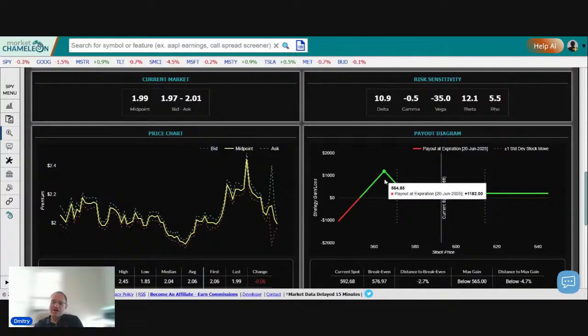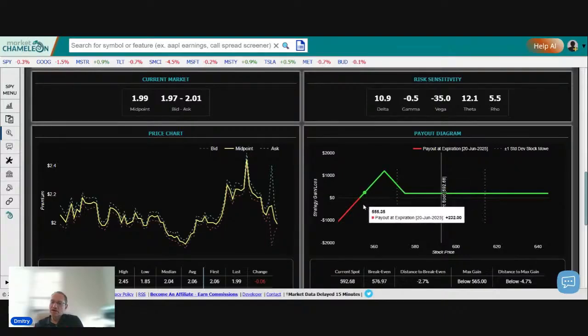And at exactly 565, it will be $10 in the money, and the puts that we sold would expire worthless. However, if it falls below 565, now we have that extra put to worry about, and you can see eventually we would start losing on that extra put.